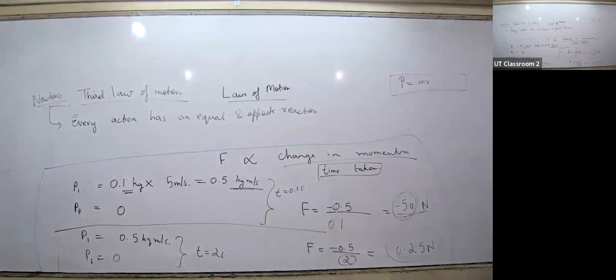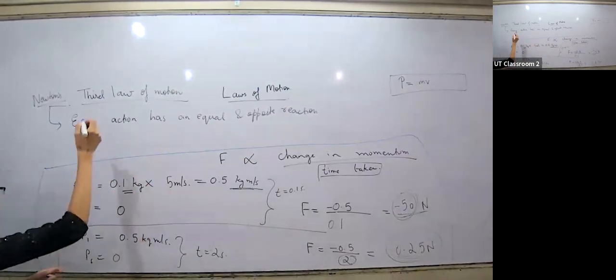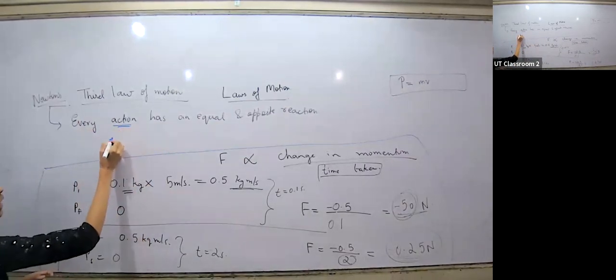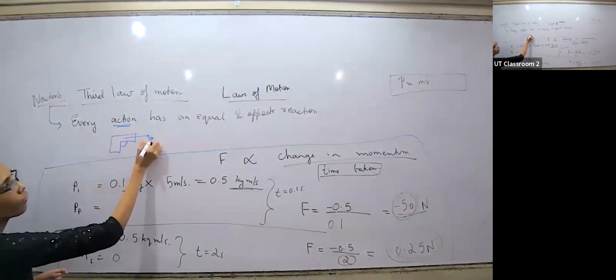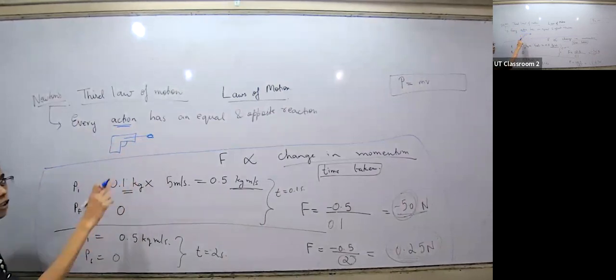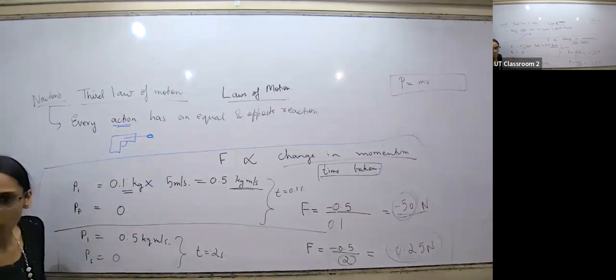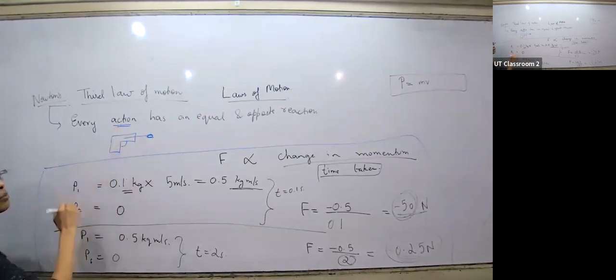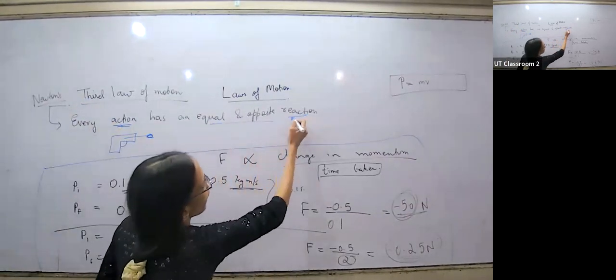That force, jo bullet pe apply kiya gun mein, according to Newton's third law of motion, every action, what is the action over here? Action is the force applied by the gun on the bullet. Okay? So gun is applying some force on the bullet, because of it, bullet moves. This is the action part. But Newton's third law says that for every action, there is equal and opposite reaction.